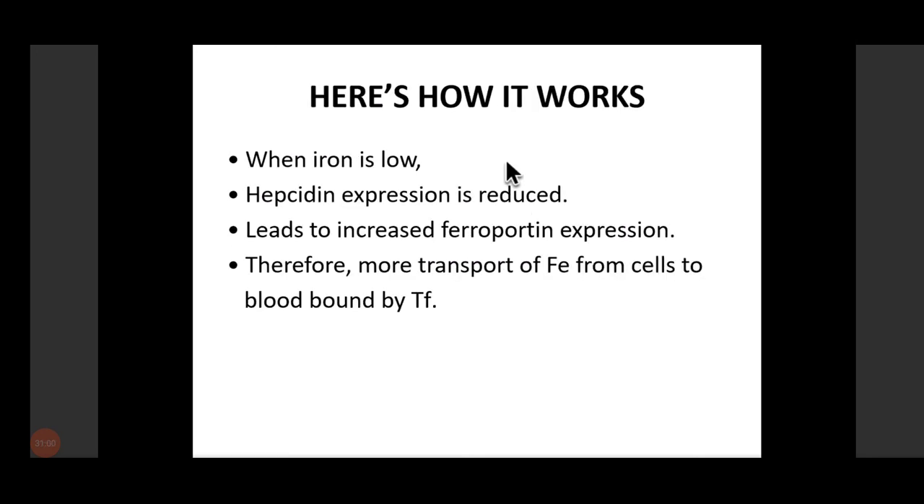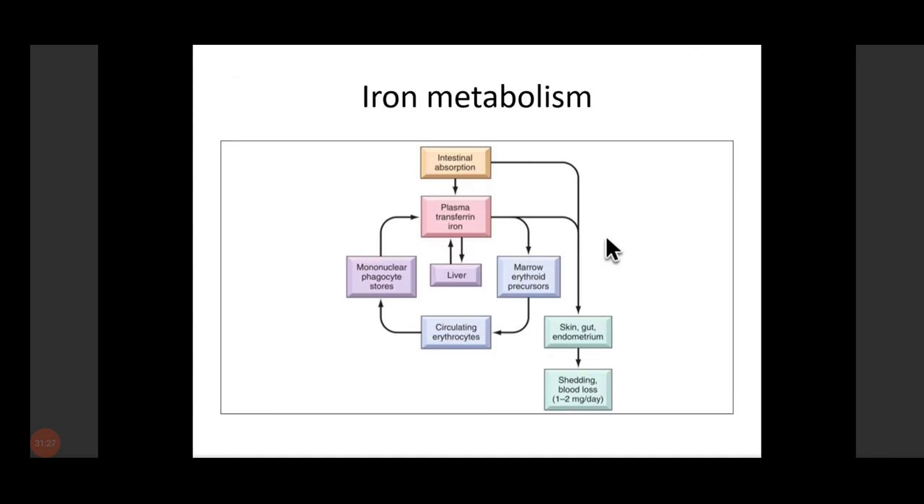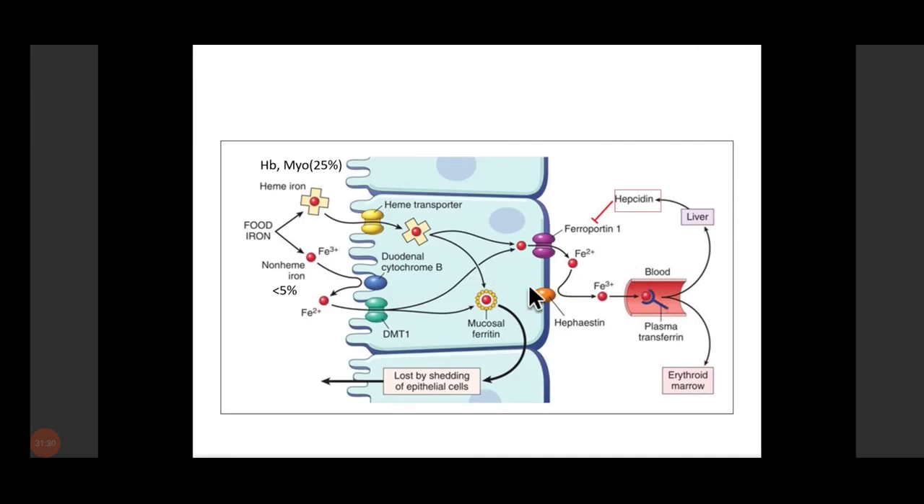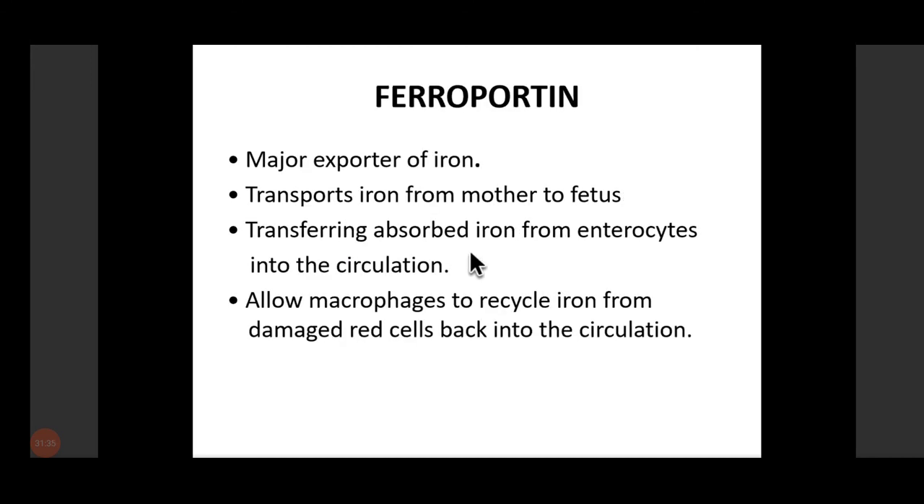So when the iron is lost, we do not have to go more into this. So hepcidin is decreased in hypoxia and iron deficiency. Anything which is a negative regulator means the deficiency will decrease it, and the increase will lead to an increase in that. So there is low transferrin saturation, low iron saturation, and increased ferritin because it is a storage hormone. So the hepcidin is increased in anemia of chronic disease, thereby inhibiting the ferroportin which is there. So you should know hepcidin in anemia of chronic disease.